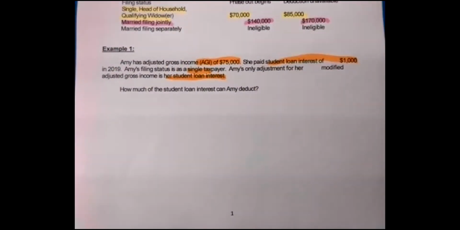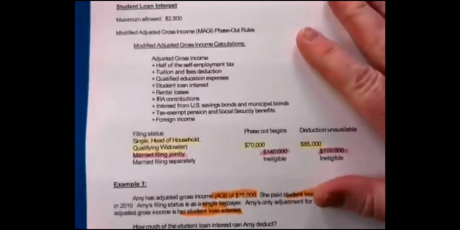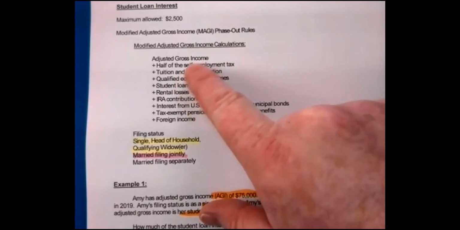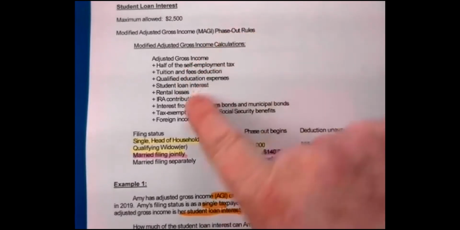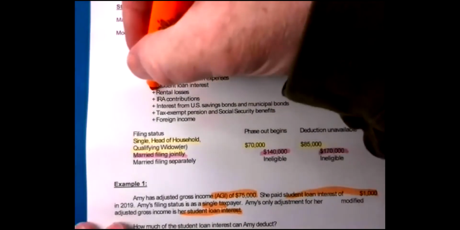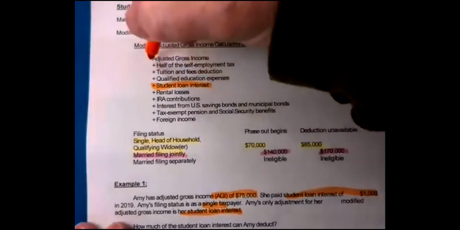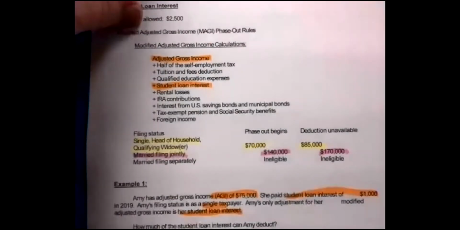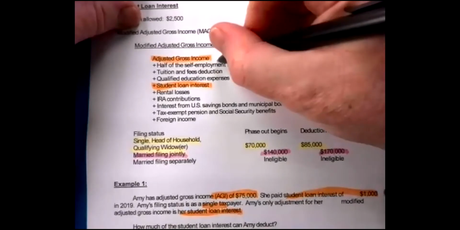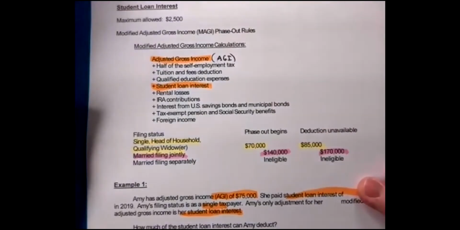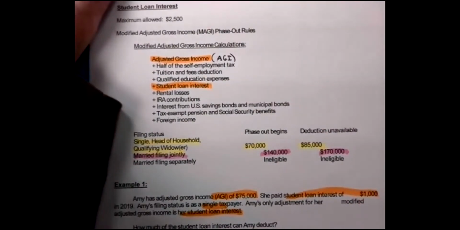So student loan interest is the only thing she has that would change her adjusted gross income to her modified adjusted. So the only thing here that she has is this one. So we have our adjusted gross income, and by the way, you'll see this as AGI all the time. The tax people, that's all they use is AGI. That's what they usually say.